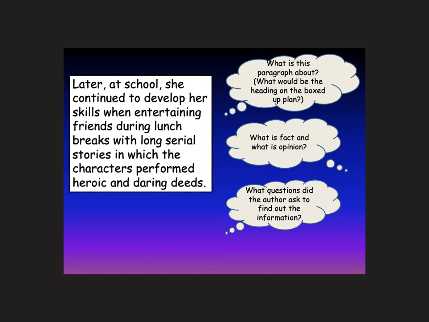Here is the next paragraph in the main body. This paragraph is about her school life. Later, at school, she continued to develop her skills when entertaining friends during lunch breaks with long serial stories in which characters performed heroic and daring deeds. To help with the cohesion and the flow of the biography, I have used a time conjunction to link from the previous paragraph. The time conjunction that I have used is "later".